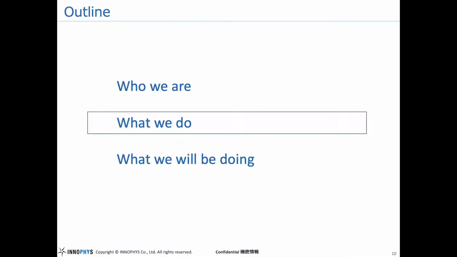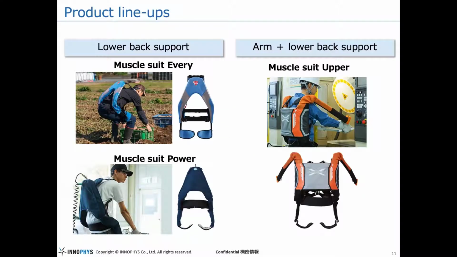So now I would like to share with you what we do, which is an introduction of our product and how it works. So here is our product lineup. We basically have two lines of product. One is lower back support. The other one is arm plus lower back support. In lower back support, we have two product lines. One is Muscle Suit Every, which is the latest model of our company. And the second one is Muscle Suit Power.